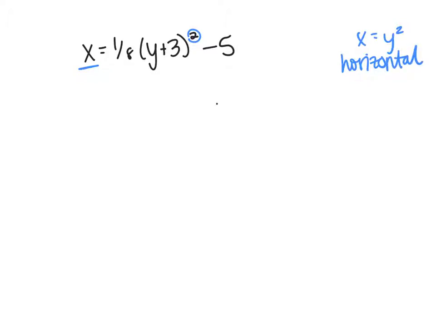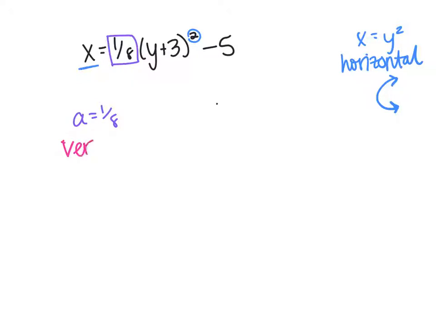So the next thing to think of: that means it's going to open right or left. Look at your a value. Since the a value, 1/8, is positive, that means it's going to open to the right. So we know right away we're going to have a parabola opening to the right side. We just need to find the distance c to the focus and directrix, and then we can graph everything.